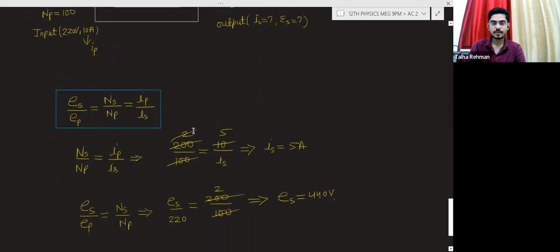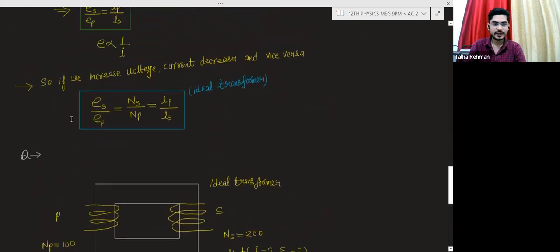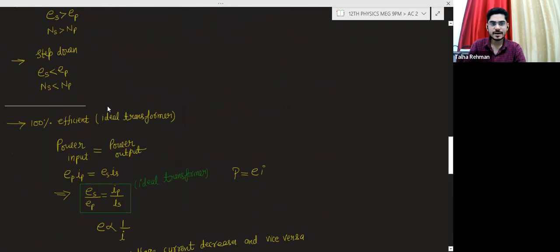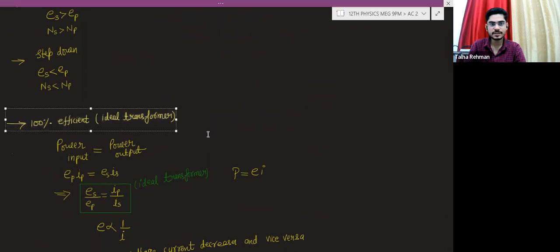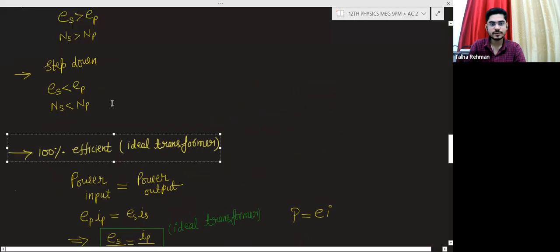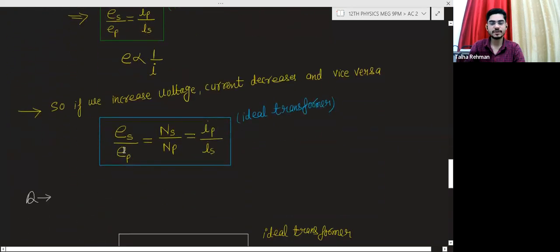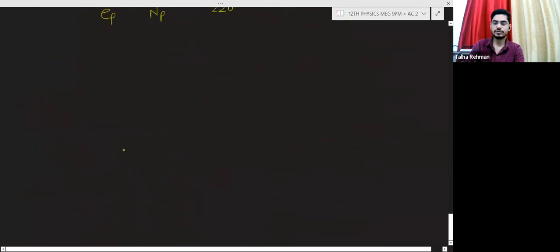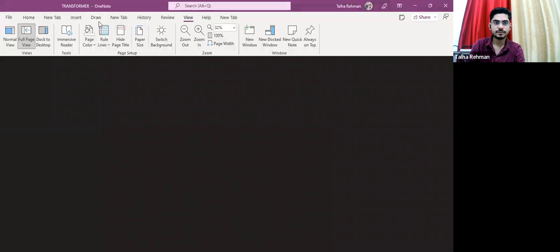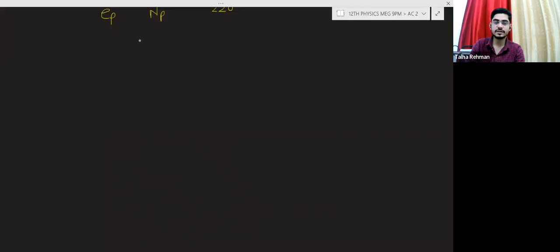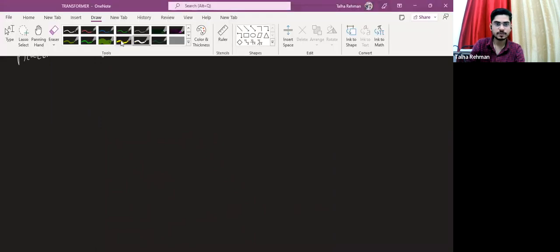Okay, so but here we have taken a transformer which is 100% efficient, but in real life nothing is 100% efficient. So we will talk about the practical transformer that is used in real life. Practical transformer. So what happens in practical transformer?